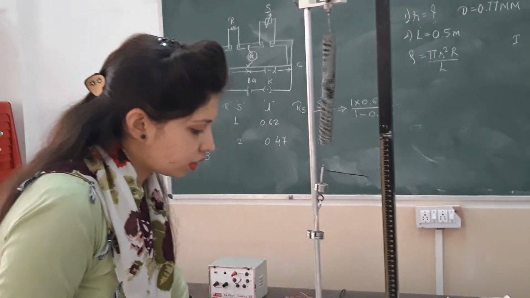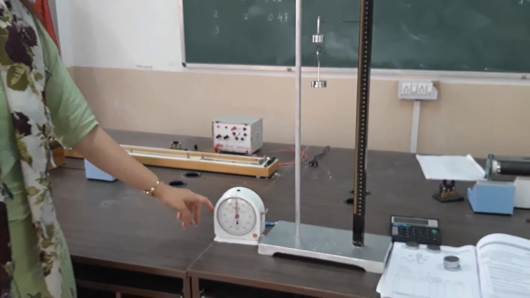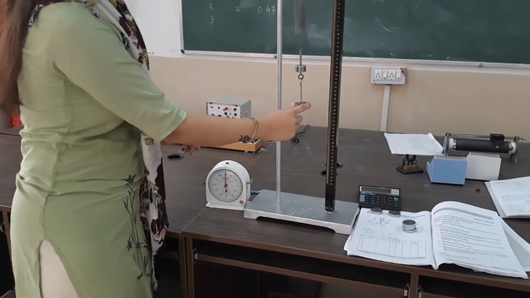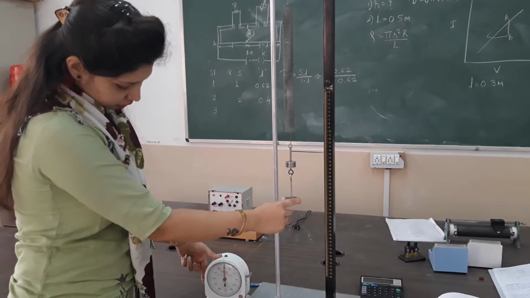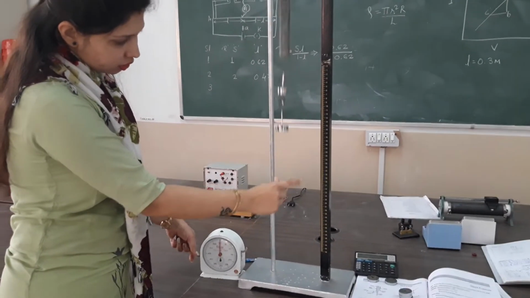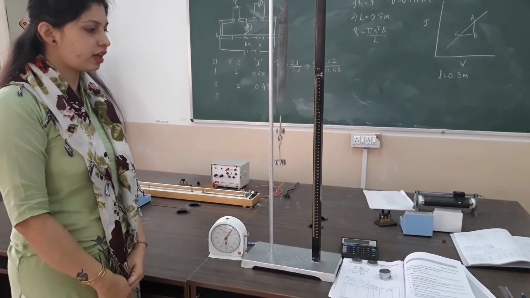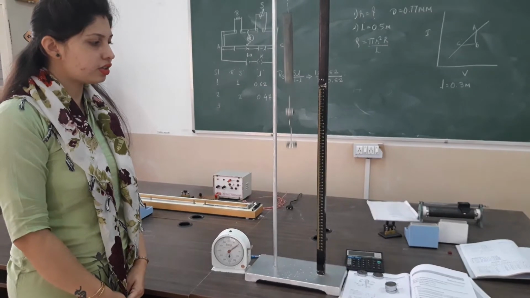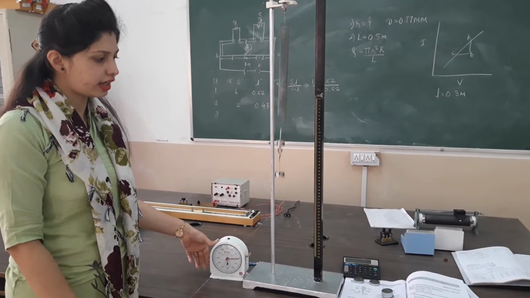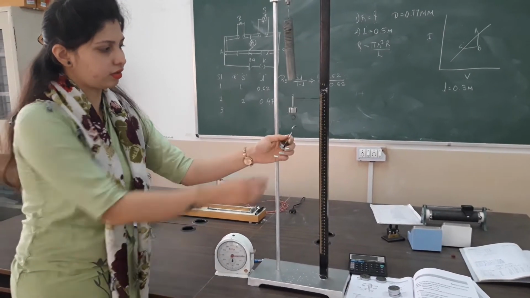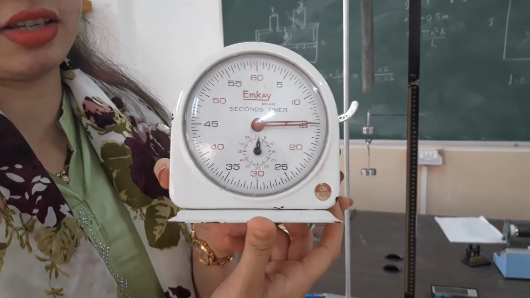Now one hand I should hold this and in another hand the knob of this stopwatch. So we have to pull this and when I leave, that time I have to start the watch. So let us do it. 1, 2, 3, 4, 5, 6, 7, 8, 9, 10, 11, 12, 13, 14, 15, 16, 17, 18, 19, 20. So the time is 15 seconds.